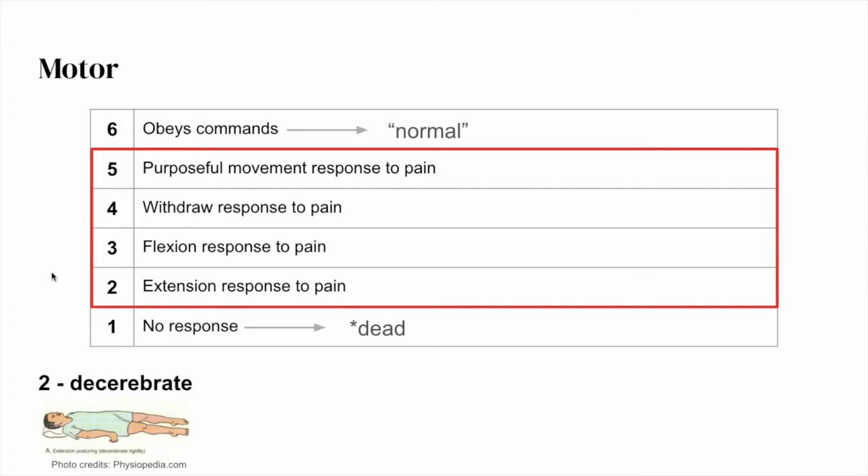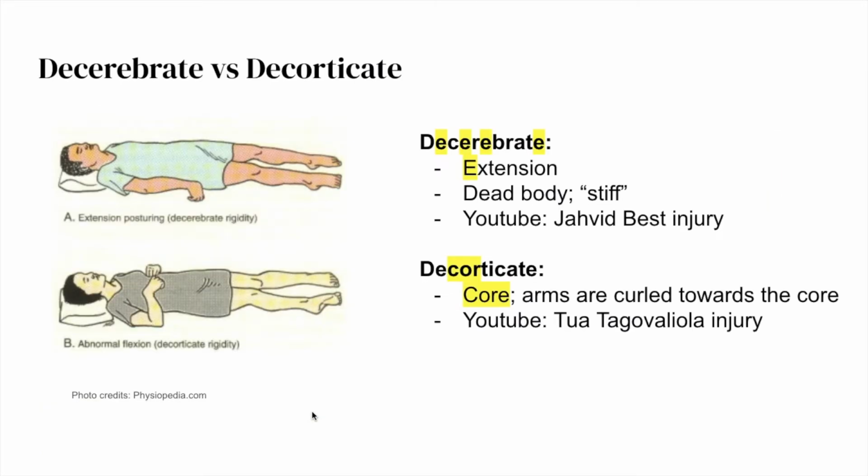This is a score of 2. So if they score 2, they present in decerebrate positioning, which is this position here. It's stiff as a board, extension posturing. If they score a 3, they will have decorticate posturing. This involves abnormal flexion rigidity. You can see the flexion here in the upper extremities.